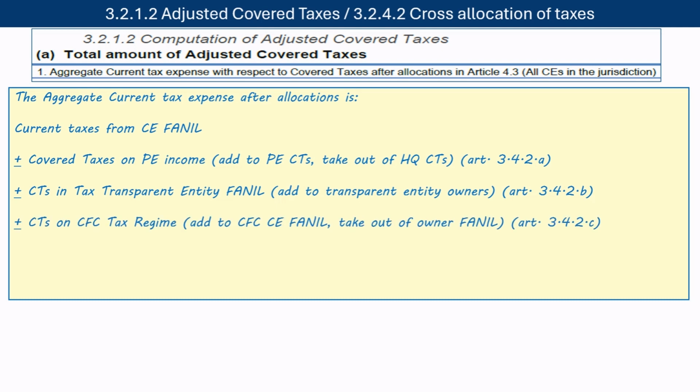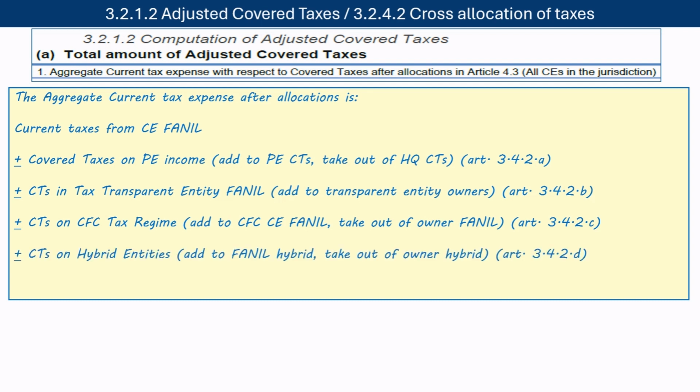And then you get the CFC regime. So also under GloBE income, you may acknowledge CFC regimes. And when you pay tax in the parent entity for the tax which the subsidiary should have paid in its own jurisdiction, you take that tax out of the parent entity's taxes for adjusted covered tax purposes, and you add that back to the subsidiary for whom you have paid the CFC tax. That's 3.4.2.c. And then you deal with hybrid entities as well.